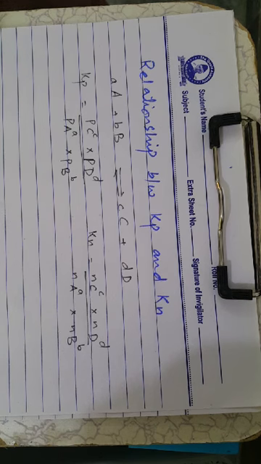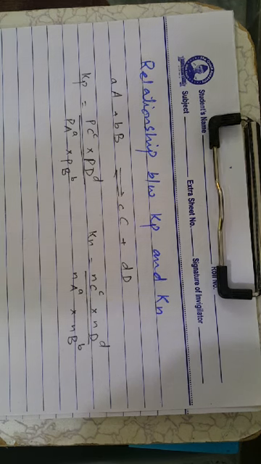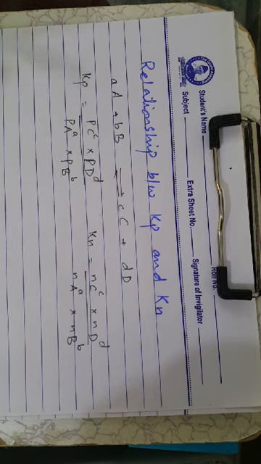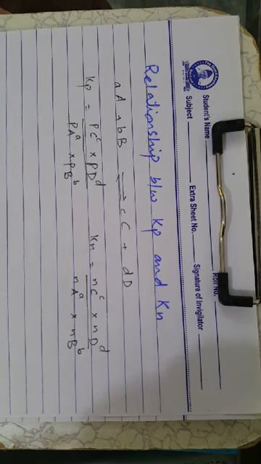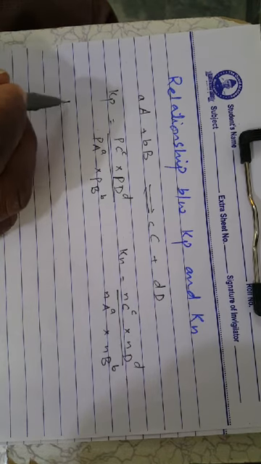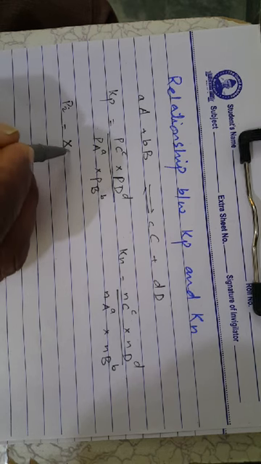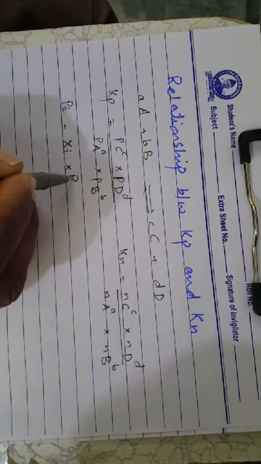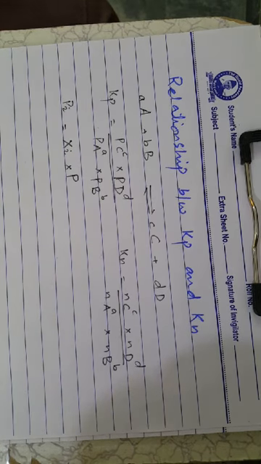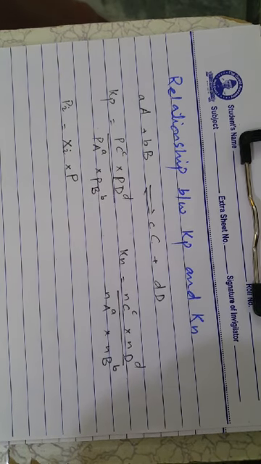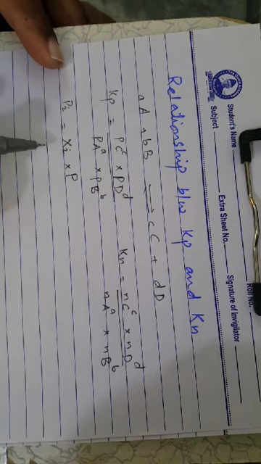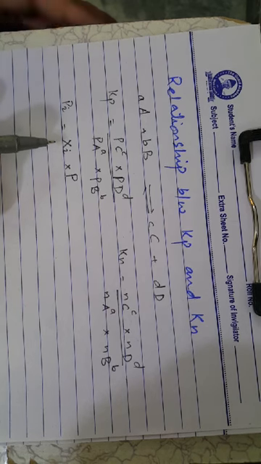Now we will write the formulas for partial pressure of C, partial pressure of D, etc., which we have derived from Dalton's law of partial pressure. As we know, the partial pressure of an individual gas is equal to the mole fraction of that individual gas into total pressure. This expression we have derived in the Dalton law of partial pressure. And for deriving the value of partial pressure of any gas, first of all we have to calculate the mole fraction of that gas.